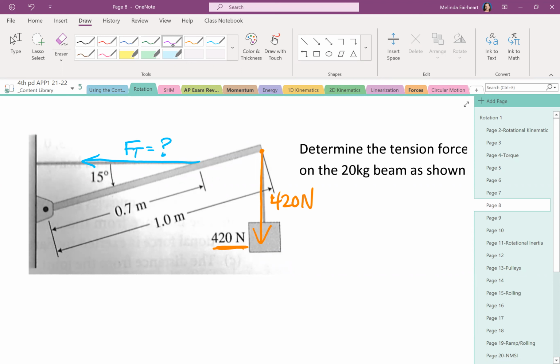What other forces? There's two more forces. They gave you the mass of the beam, the bridge, the rod, whatever you want to call it. So it has a gravitational force, and we can assume it's in the center. So find your center of mass, straight down. I'm not going perpendicular to the beam. I'm going to keep the typical XY coordinate system.